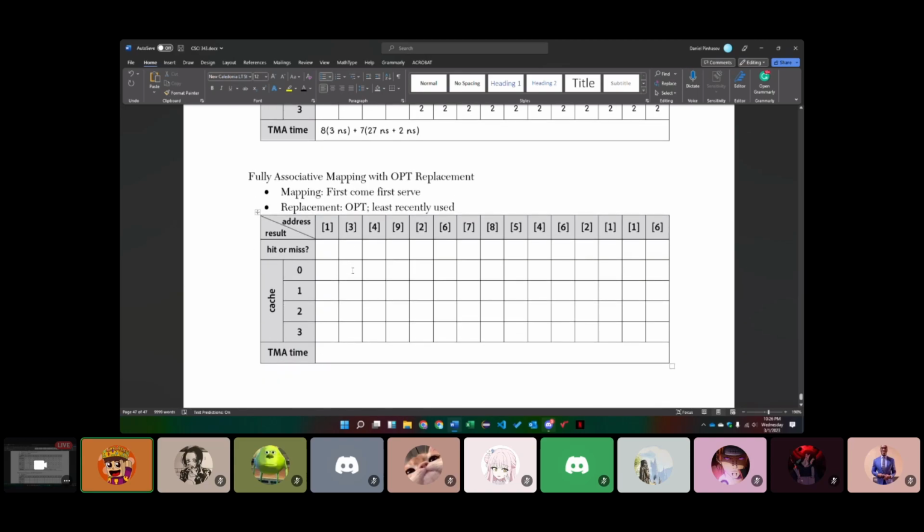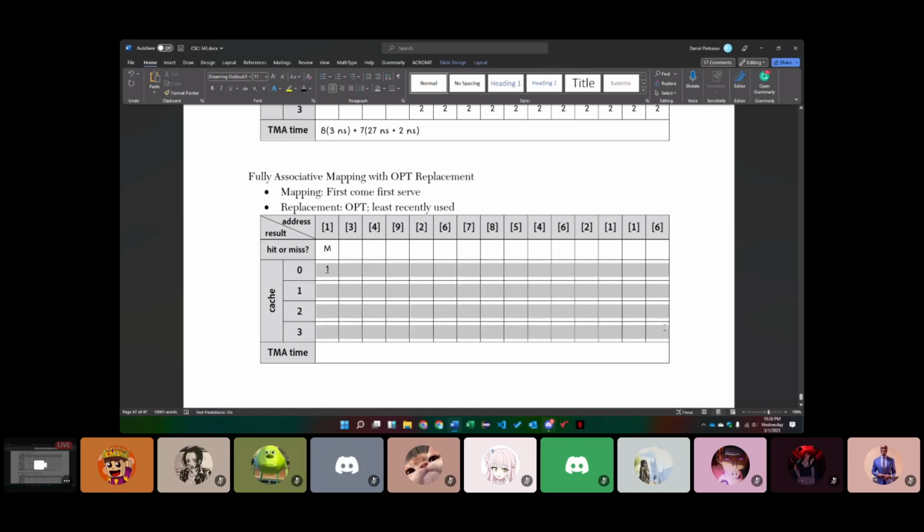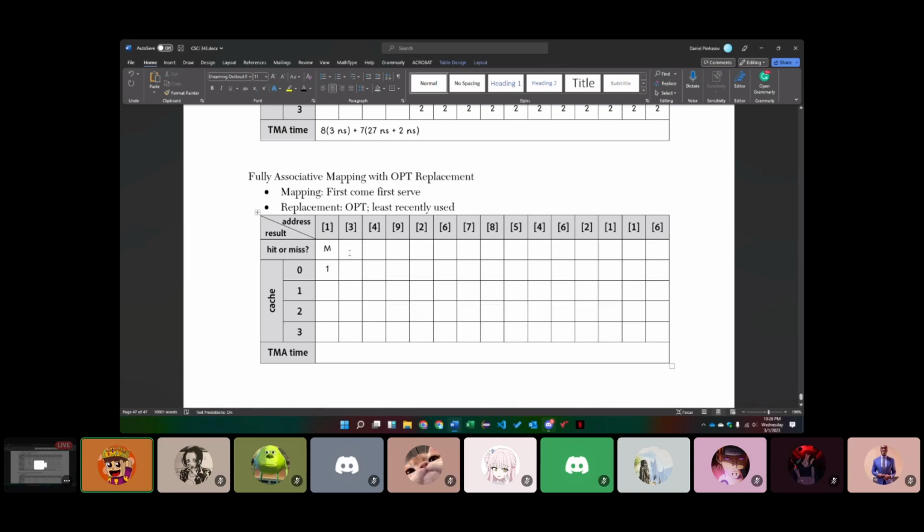It's kind of the same as LRU, but instead of looking to the left, you look to the right. Basically, look to the future. One's a miss. Three is a miss. 4 is a miss. 9 is a miss. 2 is a miss, but it's a collision miss.